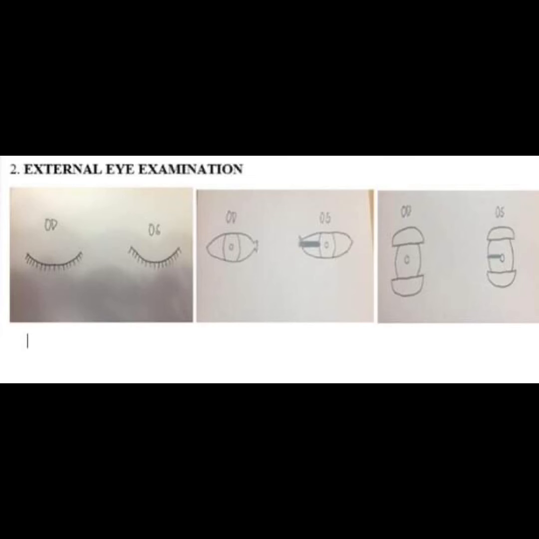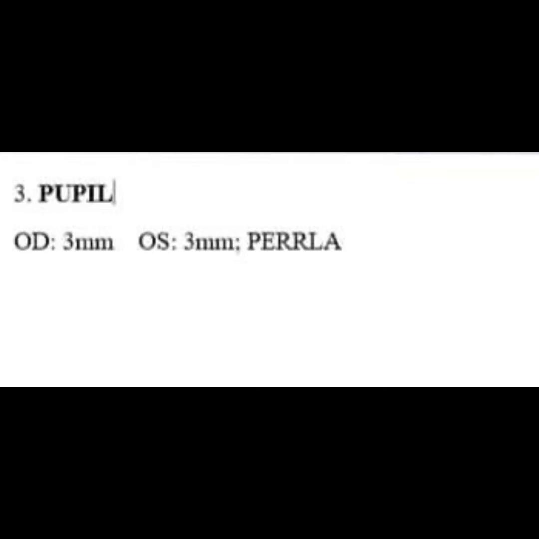Drawing 3, palpebral conjunctiva. Eversion technique is performed. Upper palpebral conjunctiva are tested. No foreign bodies, no redness, pinkish in color. Number 3, pupil. OD, OS 3 mm. Pupils equally round and reactive to light and accommodation.